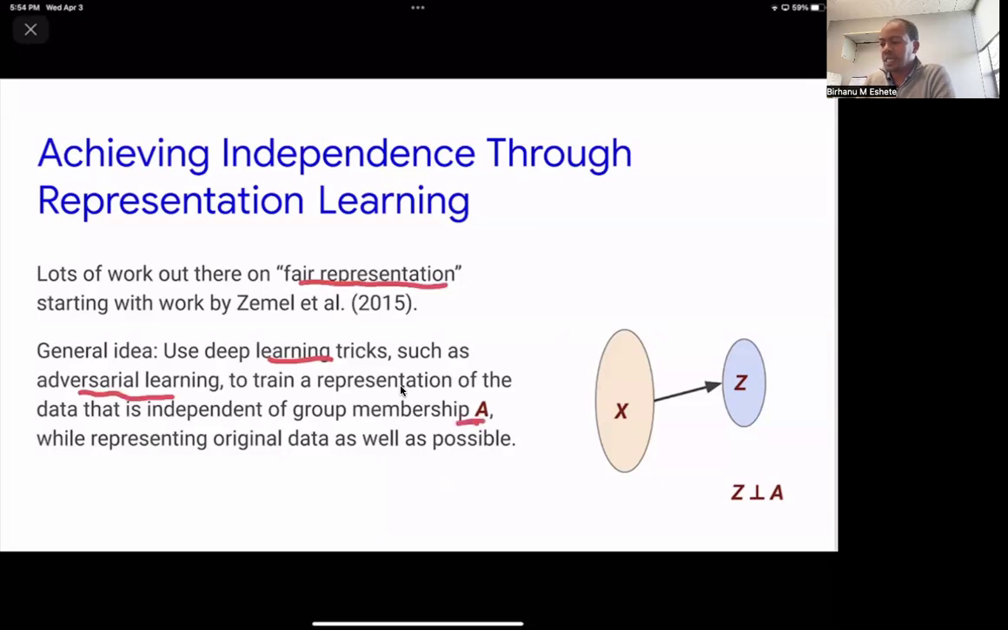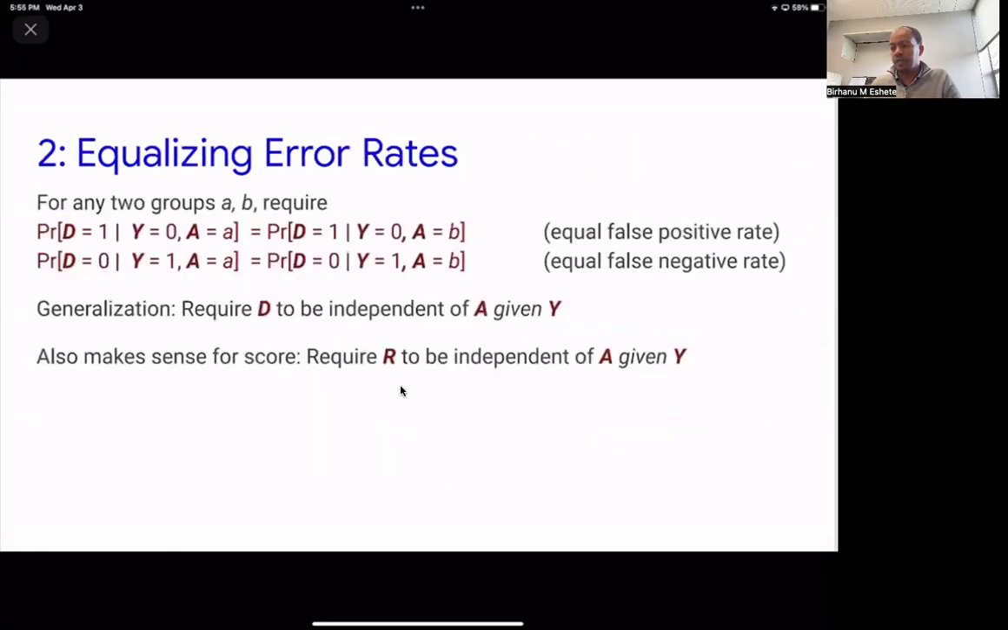So the way we do this is you project the representation of the data X into this representation Z, where Z is independent of the protected class A. And when we do this, we want to achieve two goals. First, the independence goal. And the second goal is we also want to make sure that this projection of the data representation is not going to hurt the utility of the model, right? So while representing the original data as well as possible. We're trying to achieve these two goals. So that's one way to look at achieving independence without compromising the utility of the model.